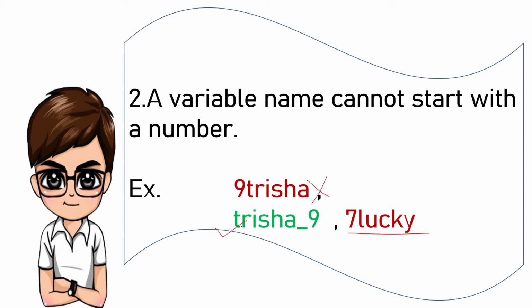Now next, here Trisha_9 is correct because it starts with the letter T. This is the correct variable name. Remember, a variable name cannot start with a number. This is the important condition.